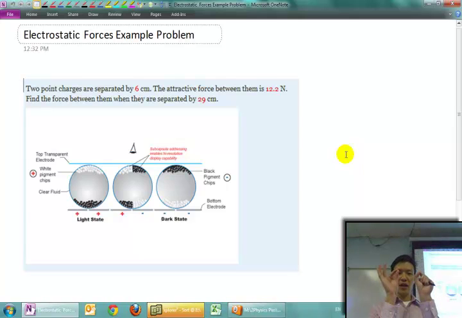Two point charges are separated by 6 centimeters in our little example problem. The attractive force between them is 12.2, and you're not used to it, it's four newtons, in honor of Sir Isaac Newton. It's about 1/5 of a pound.